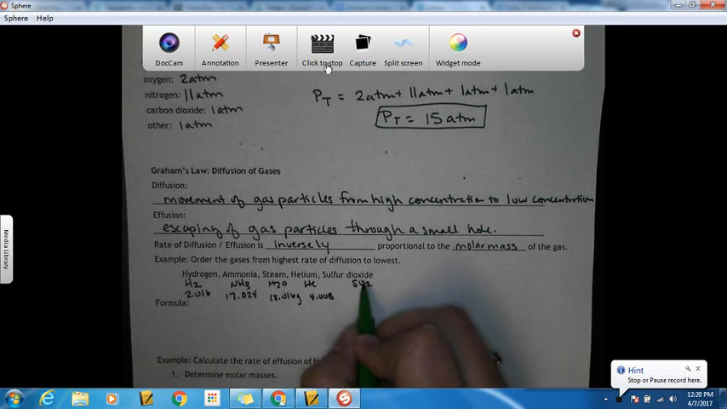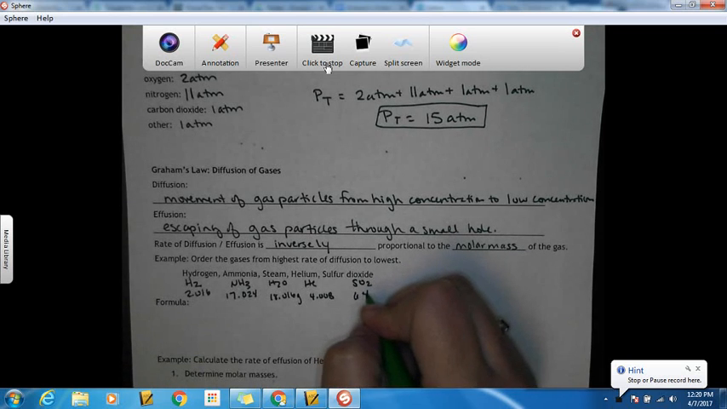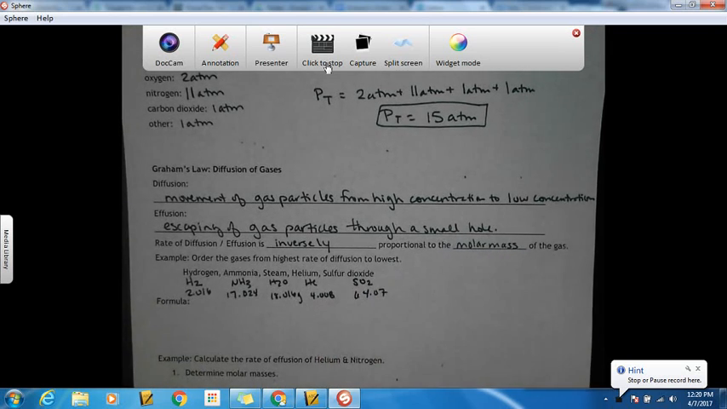Sulfur dioxide is 1 sulfur at 32.07, and 2 oxygens are 32. That makes that 64.07. Alright, so we want them to go from the highest rate to the lowest rate.